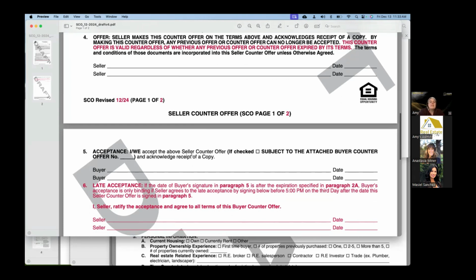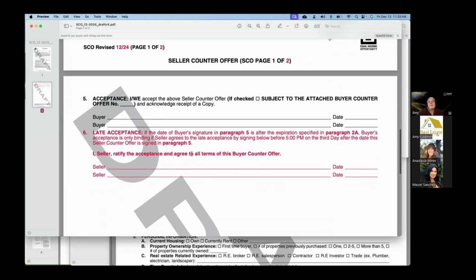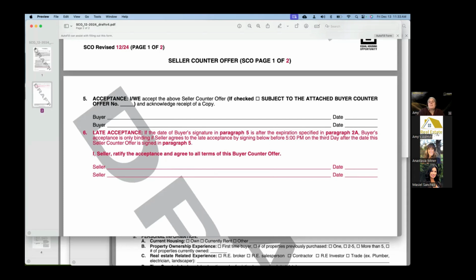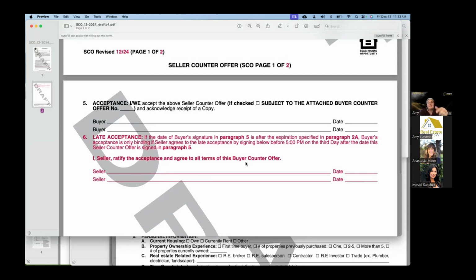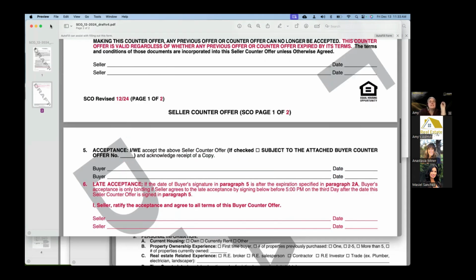Okay, late acceptance, paragraph 6: if the date of the buyer's signature in paragraph 5 is after the expiration in paragraph 2A, buyer's acceptance is only binding if seller agrees to late acceptance by signing below. So this is the same as the buyer acceptance, the seller's role. Again, we only use section 6 in this case. On the buyer counteroffer, it was 5, but section 6 on the seller counteroffer. If the timestamp on the buyer signature was after the expiration in 2A, then the seller would have to sign to fully ratify this contract. Okay, so that's the seller counter offer.